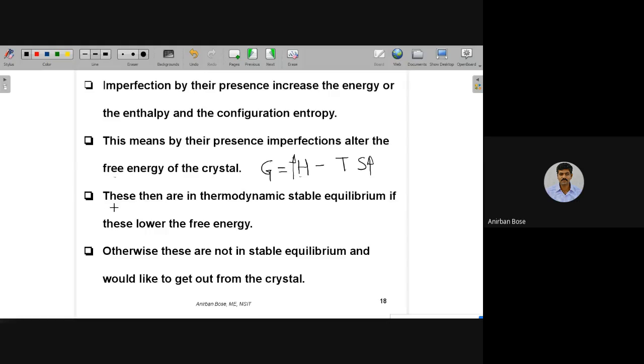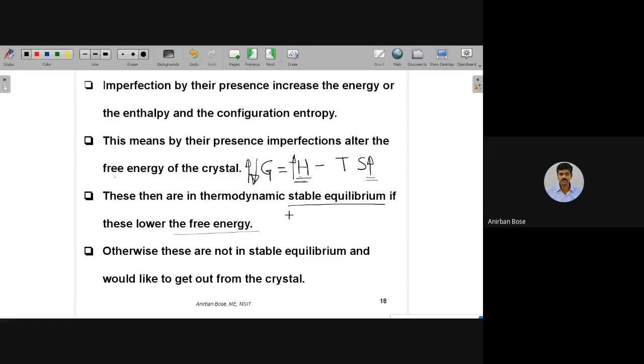Now the third point: these imperfections are in thermodynamic stable equilibrium if they lower the free energy. So ultimately you have to see whether, because of these two changes, the overall Gibbs free energy is decreasing or increasing. If it is decreasing, then it will be a stable equilibrium. If it lowers the free energy, that is a favorable situation, and if it increases, then that is definitely not a favorable situation, not a stable equilibrium.